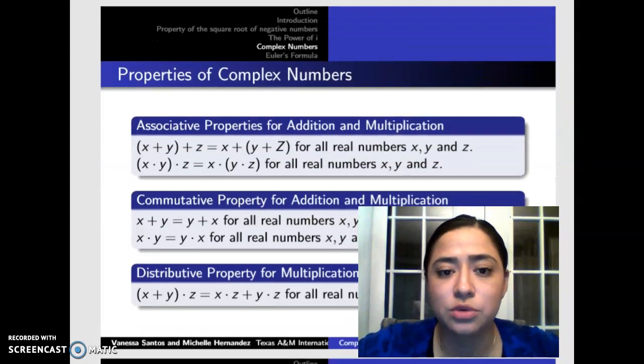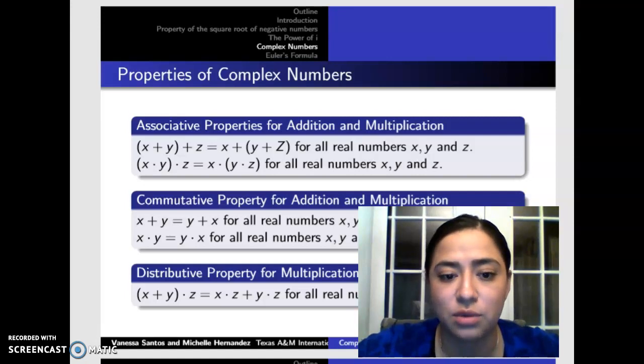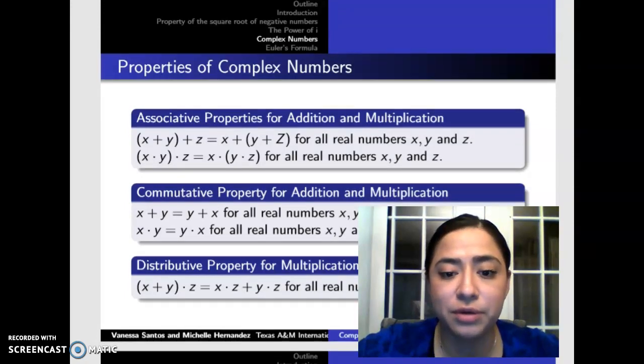These are the properties that are used in order for us to solve complex numbers. We'll be using the associativity property for addition and multiplication, which is (x + y) + z equals x + (y + z) for our real numbers x, y, and z. And (x times y) times z is equal to x times (y times z) for our real numbers x, y, and z.